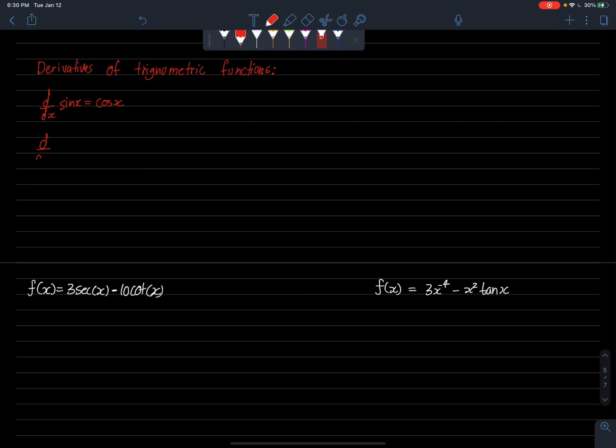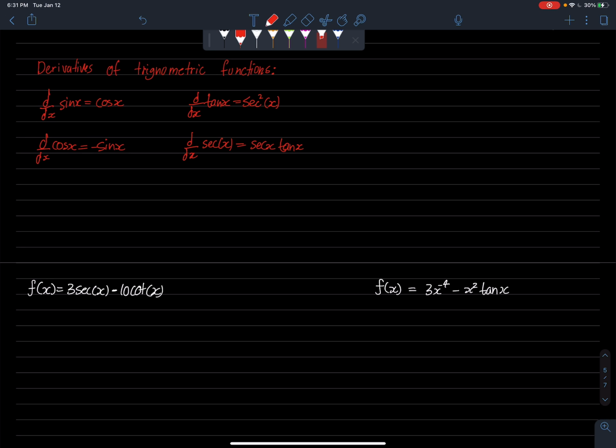The derivative of cos x is negative sine x. The derivative of tan x, which is just sine over cos, is secant squared x. The derivative of secant x is equal to secant x tan x.